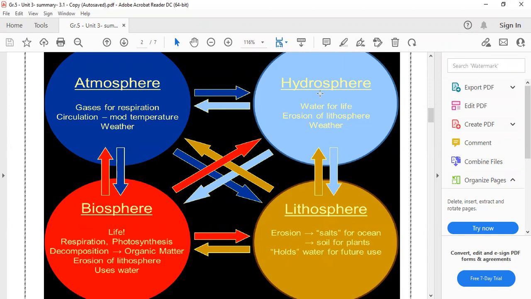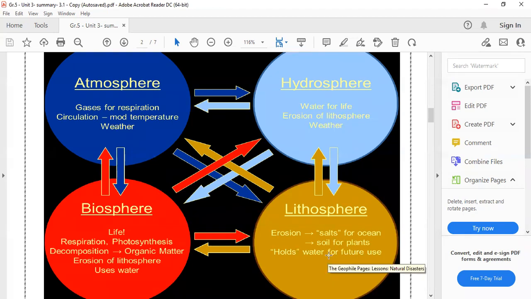So let's look at the atmosphere and the hydrosphere, for example. Gases for respiration, circulation, mood, temperature, and weather. Also, the hydrosphere: water for life, erosion of the lithosphere, and the weather. We said that erosion is when the land is cut or eroded, losing small pieces of the soil itself while the water rushes into it.